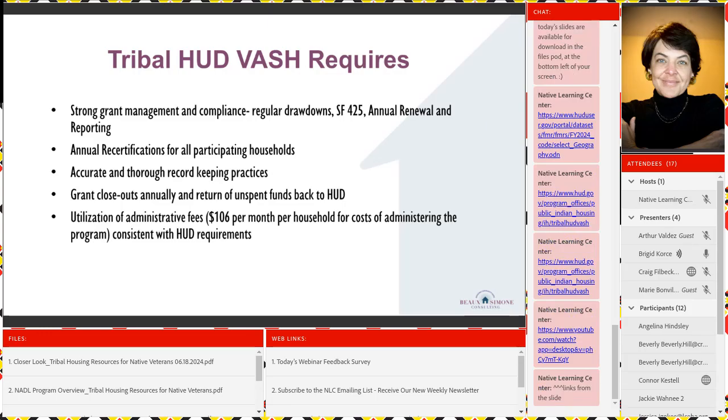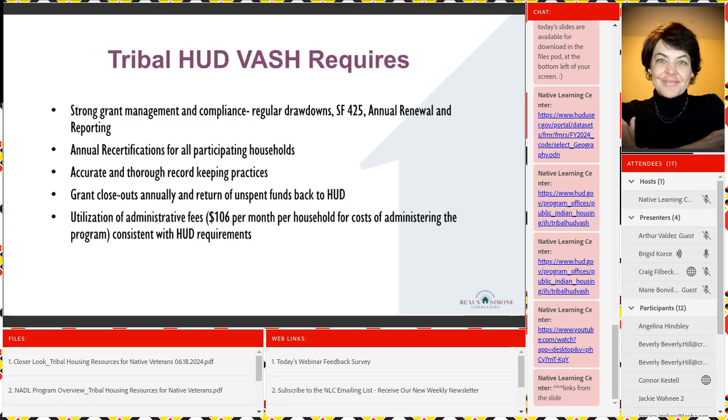It requires strong grant management and compliance, regular drawdowns. So monthly, you're going to be wanting to draw down that full rent roll, your administrative fees. You're going to want to be able to document your admin fees were used for eligible expenses. There's the annual renewal process. So the period of performance for the grant is October 1st through September 30th annually. Annual recertifications, like most housing programs, annual recertifications are required for all participants.